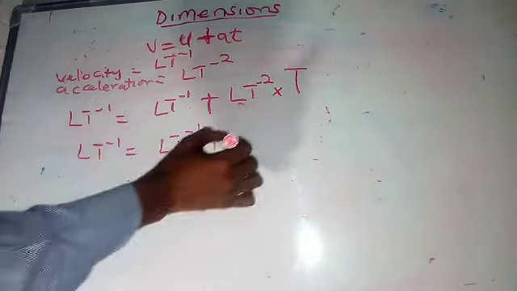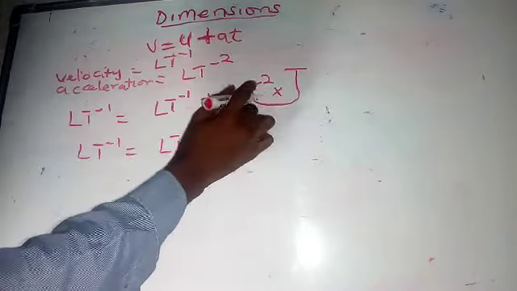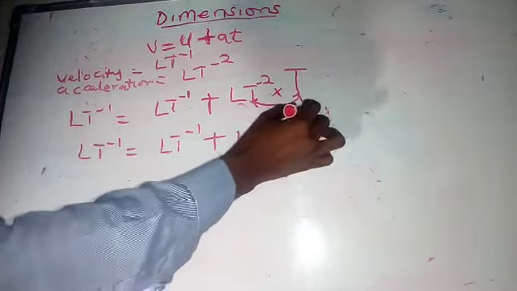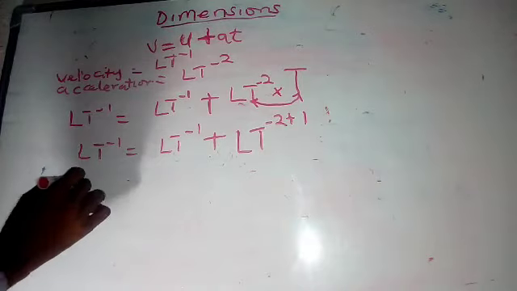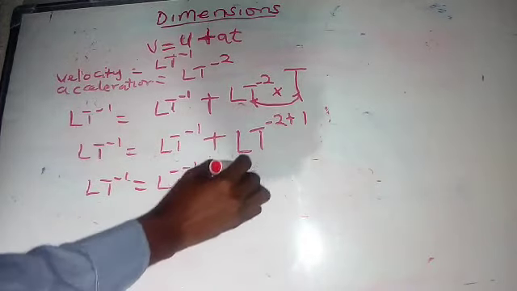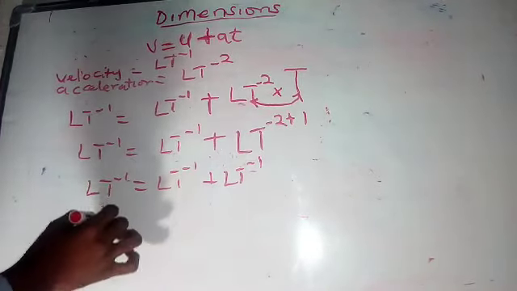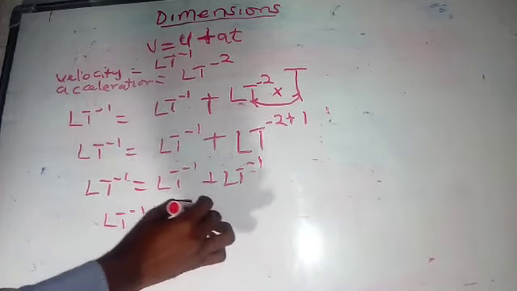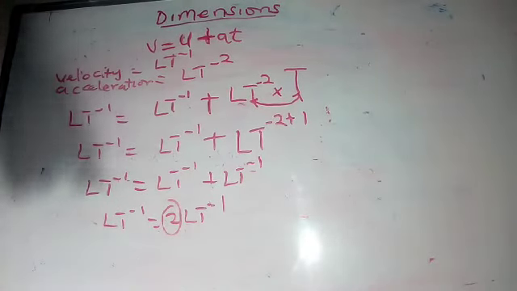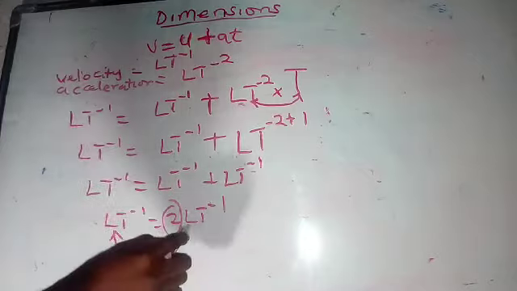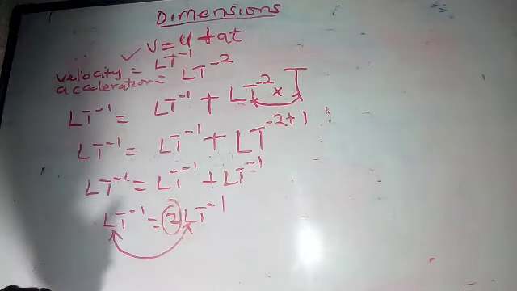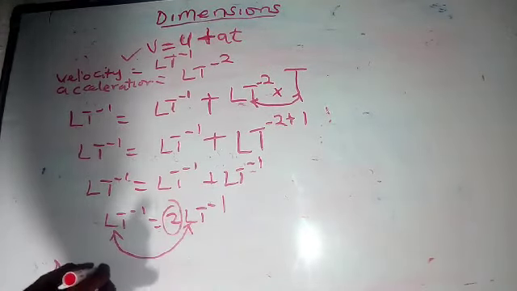So if we take that in, we have LT^-1 equals LT^-1 plus, remember your laws of indices here. If you're multiplying T by T, you have to add the powers. So minus 2 plus 1 will give you what? Minus 1. So this is LT^-1 plus LT^-1. So this will give you LT^-1 equals 2 LT^-1. Now you are not concerned with 2 because 2 is a number and it's a constant. But what you are concerned with is this. You can see it's similar to this. So this equation is dimensionally correct.